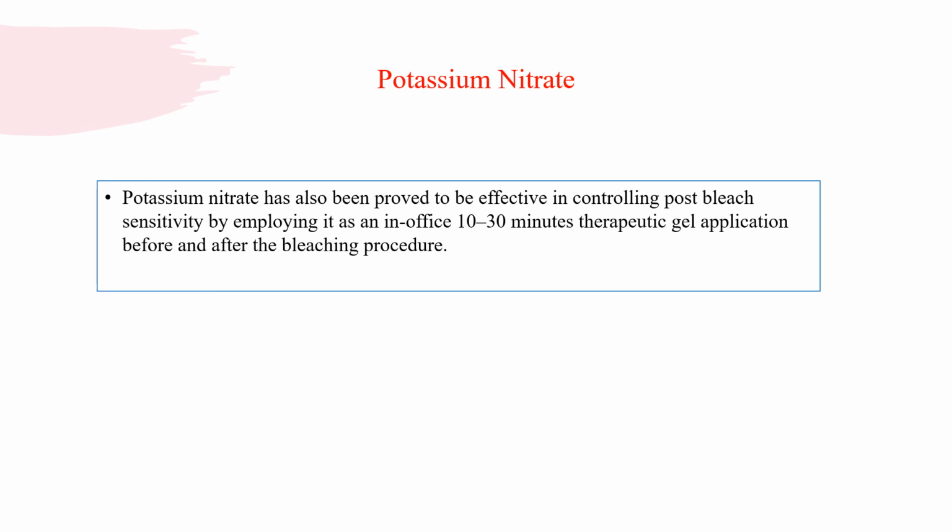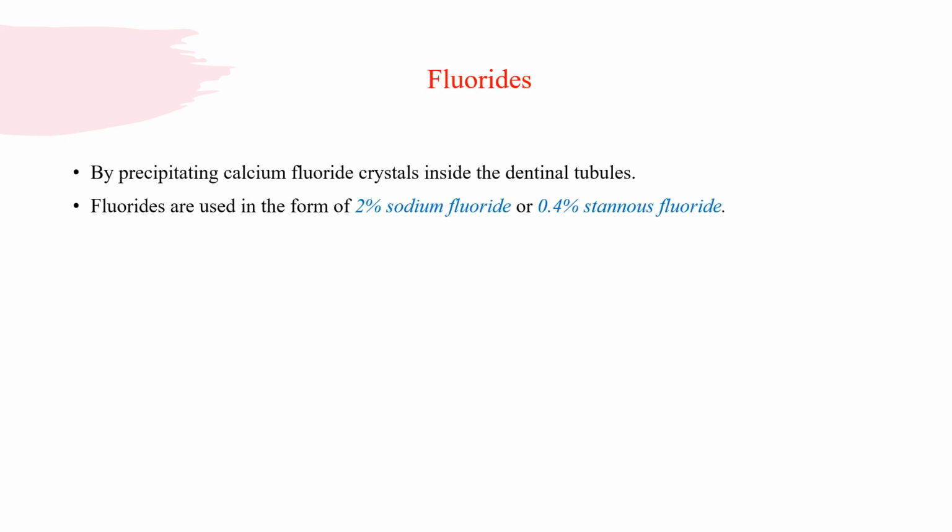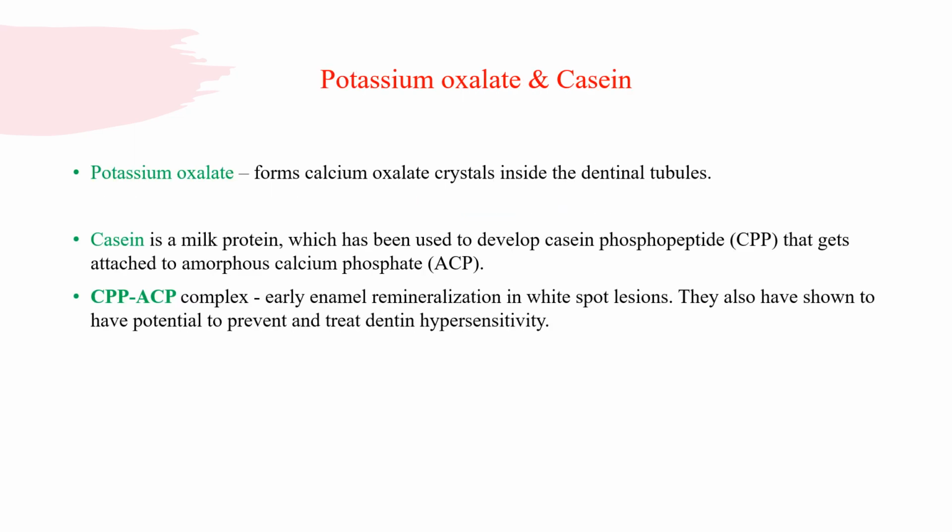The first paste that we saw in desensitizing the dentin is potassium nitrate. It has been proved to be effective in controlling post-bleach sensitivity by employing it as an in-office 10 to 30 minutes therapeutic gel application before and after the bleaching procedures. Fluorides act by precipitating calcium fluoride crystals inside the dentinal tubules. They are available in the form of 2% sodium fluoride and 0.4% stannous fluoride.